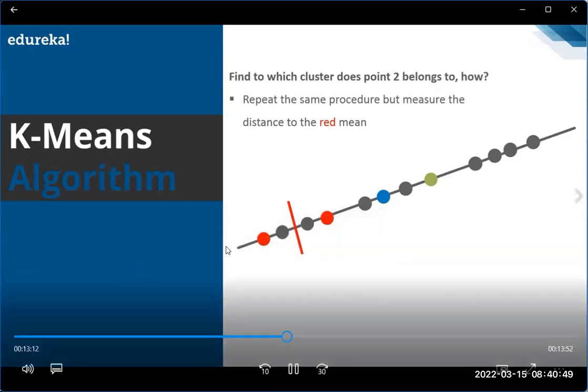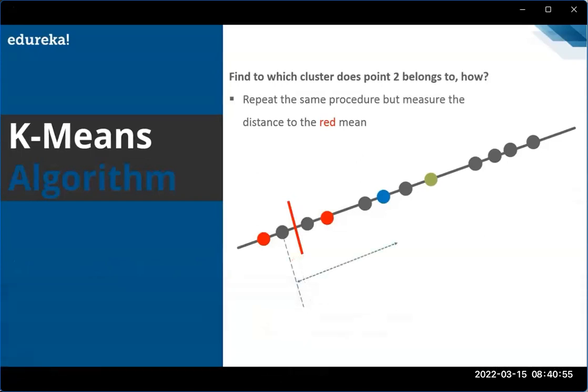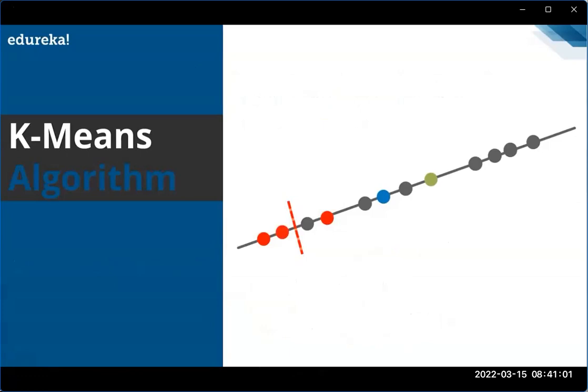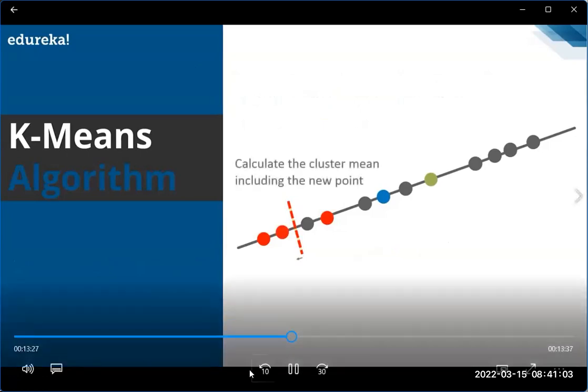Now measure the distance of second point from the red mean. So here is the different distance of second point to different red, blue and green clusters. Once you are done with measuring, assign the second point to the nearest cluster, which is again the red cluster. Alright? Next, we'll use this new point to calculate the mean within the red cluster.